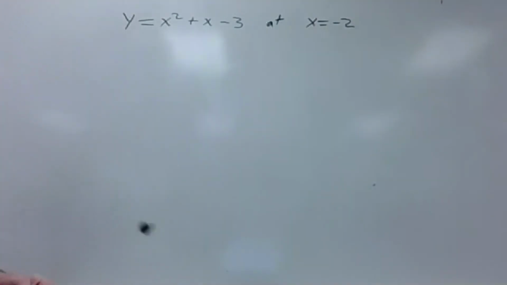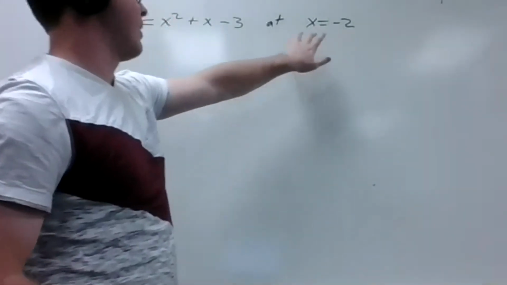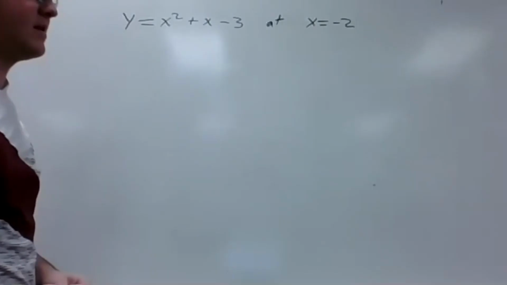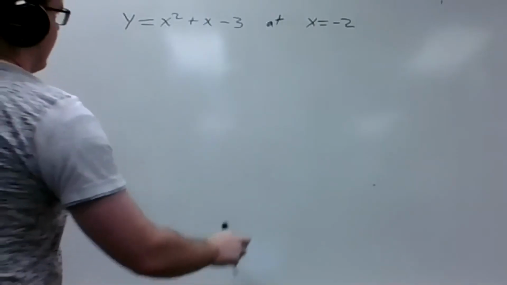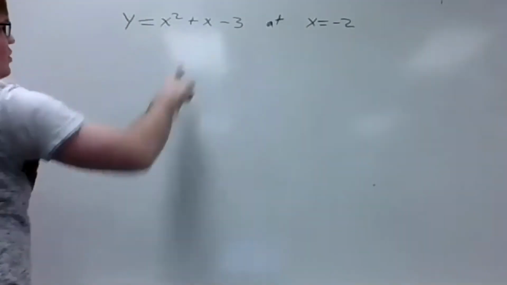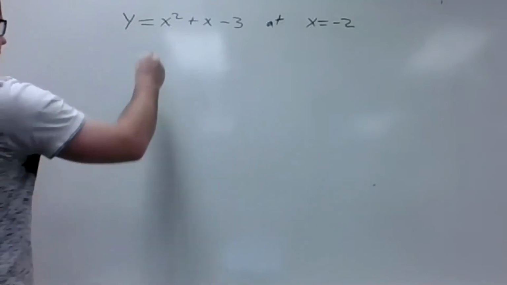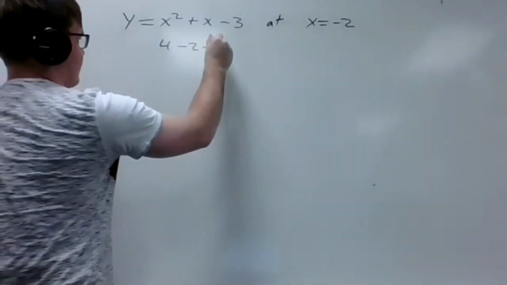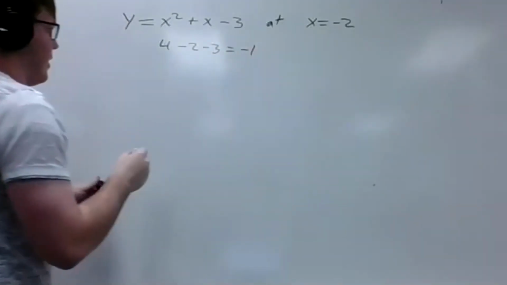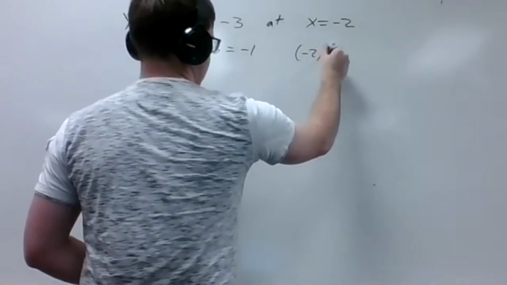If we're going to find the tangent line, I think one of the first things to do is get your full point. So this is only half a point right now, and we're going to need a point to get a line later. So the first thing that I always do is plug this -2 back into the equation to get my y value at that point. So I get 4 minus 2 minus 3 equals -1. All right, so my point is going to be (-2, -1).